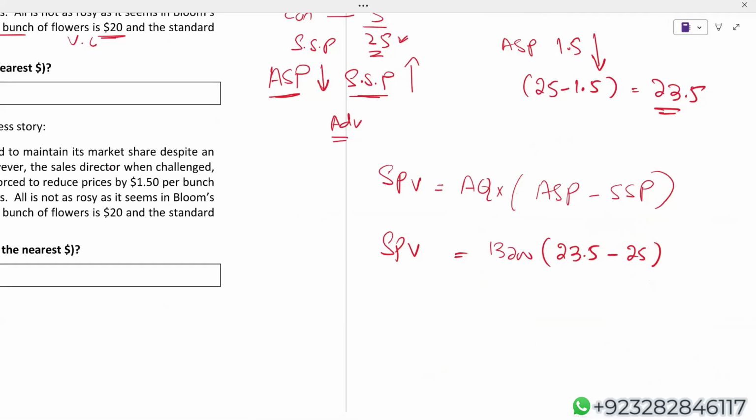So I think few points are very important, especially actual quantity. So I am getting 19,800 adverse.